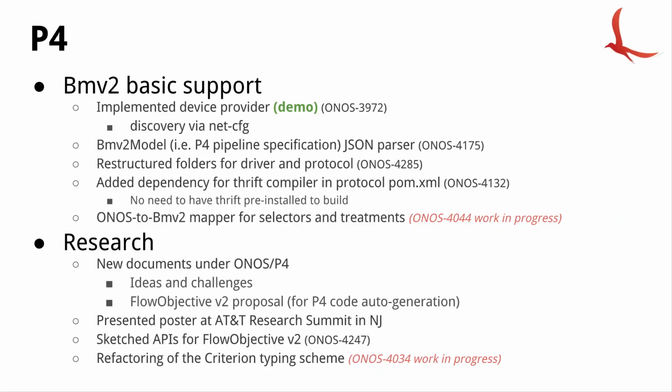I'm trying to formalize some questions and answers on what it means to integrate P4 and programmable packet processors into ONOS. Concretely, there's a proposal for what I call Flow Objective version 2, an evolution of the current Flow Objective API needed to enable the scenario in which we can auto-generate P4 code. I presented this idea at the AT&T Research Summit, and it seems they liked it.